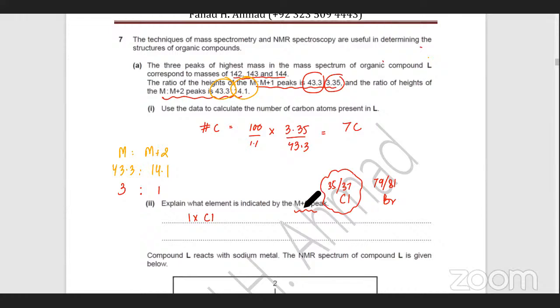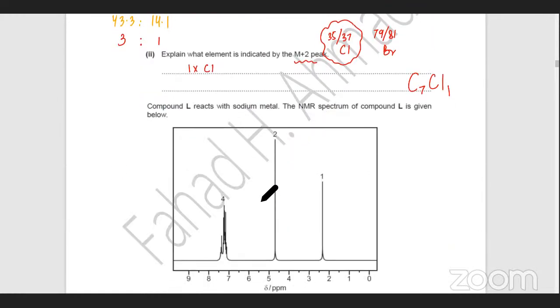अगर 2 chlorines होता तो 9:6:1 होता, and there would have been an M+4 peak as well. Because both chlorines could be 37 and the mass would change by 4. But there's no second chlorine because there's no M+4 peak. Okay, so far we know that there are 7 carbons and there's 1 Cl. Okay, this is known so far.